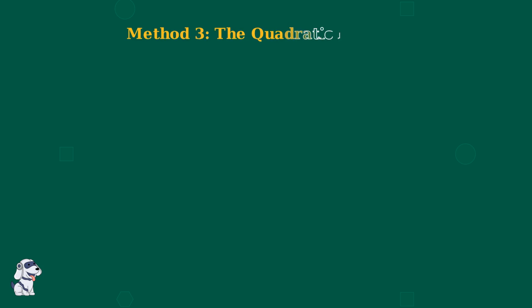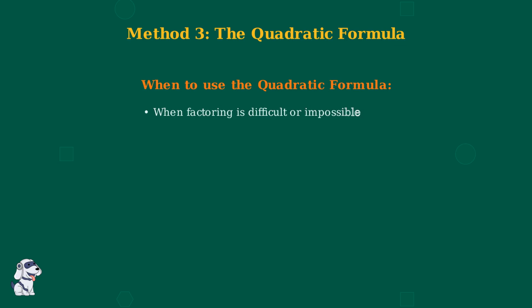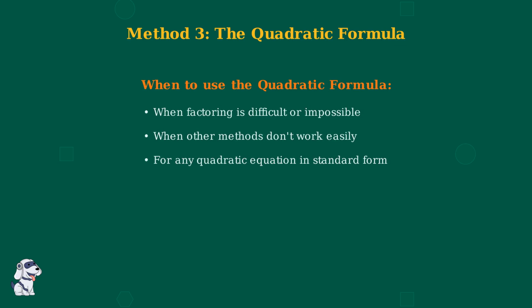The third method for solving quadratic equations is using the quadratic formula. This is the most powerful and universal method that works for any quadratic equation. Here's the quadratic formula. X equals negative b plus or minus the square root of b squared minus 4ac, all divided by 2a. Use the quadratic formula when factoring is difficult or impossible, when other methods don't work easily, or for any quadratic equation in standard form.